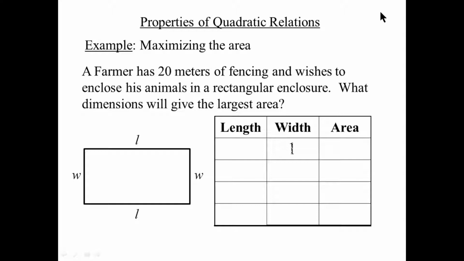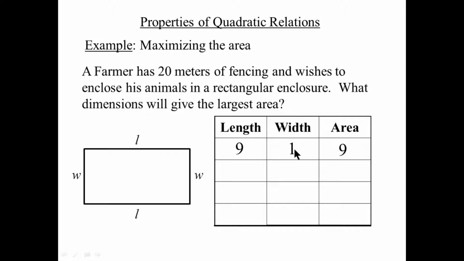Suppose the width was 1 meter. Well, if you think about it, we can see that if this width is 1, then this width must also be 1, and there's a total of 20. So if we take 2 away from 20, that's 18. That has to be split in half. Some of it goes here, and the rest of it goes here, half. So the length will be half of 18, 9. And of course, we know that area is length times width. So the area there will be 9 square meters.